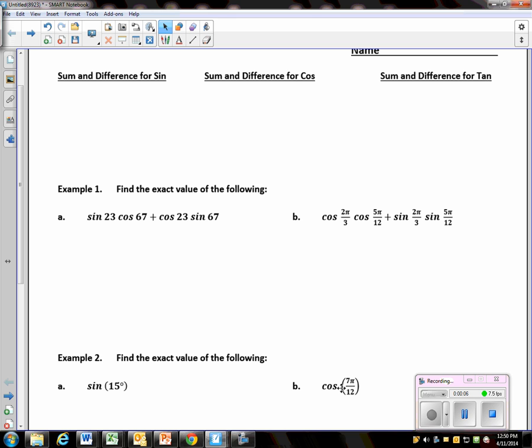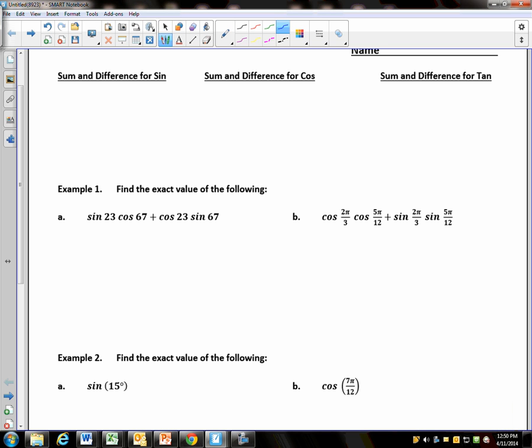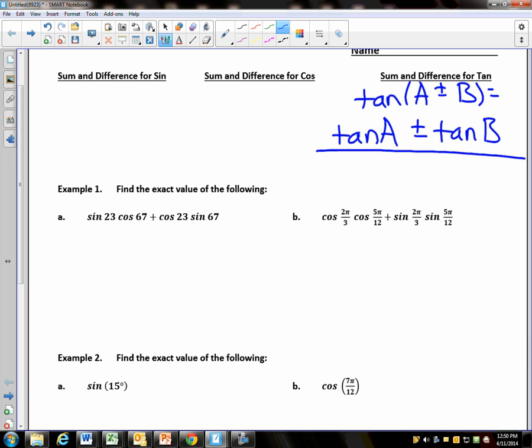Okay, there we are. So we did sine and cosine yesterday. Today we do sum and difference formula for tangent, and it looks like this. The tangent of angle A plus or minus B is equal to tangent of A plus or minus tangent of B. So the top looks just like you think it would look, but then there's a denominator, and it's 1 minus or plus the tangent of A times the tangent of B.